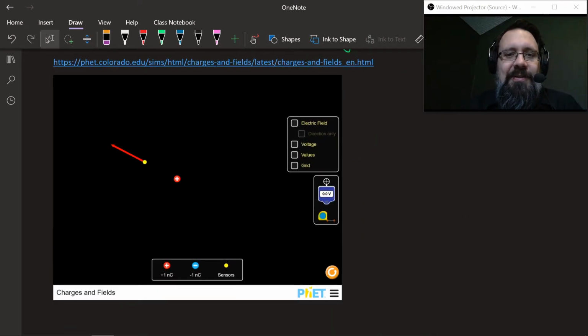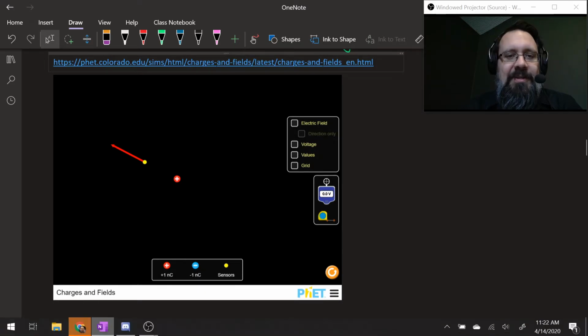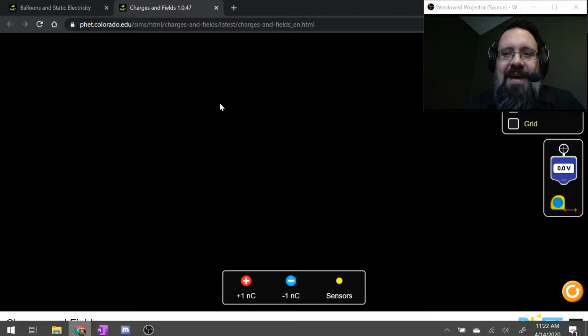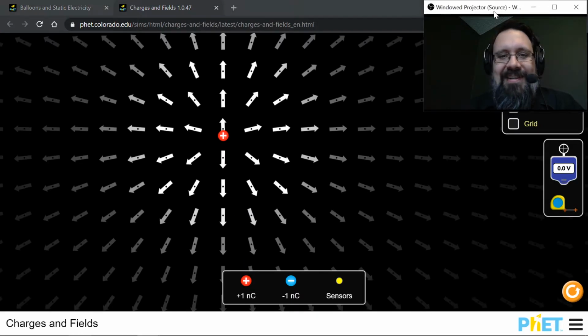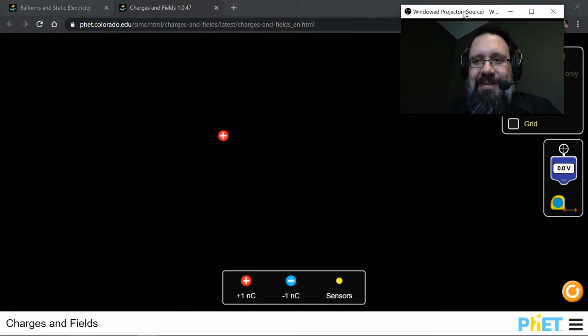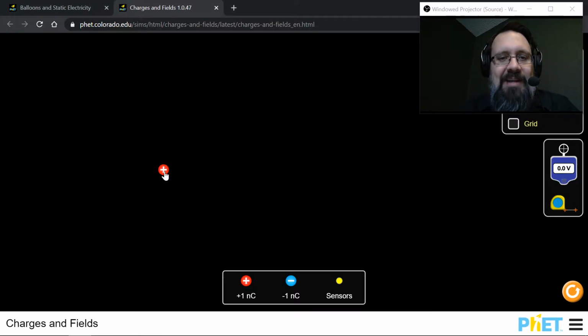All right, so now let's introduce this idea of a field. So I'm going to pull up this other simulation. You guys know how much I love these PhET simulations for teaching online. I think I've been giving you guys a whole bunch of these. I'm going to turn off the arrows and just show you this. Okay, so if I've got this positive charge just hanging out here, and let's bring in a sensor.